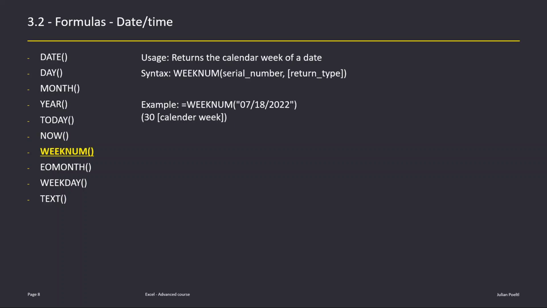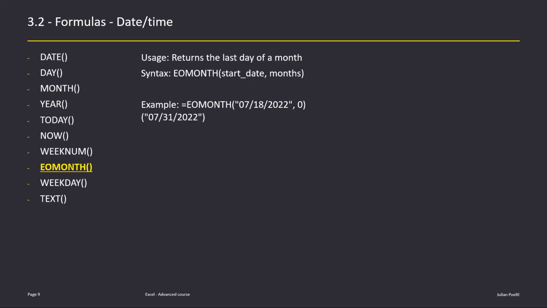WEEKNUM will return the calendar week of a date. So if you give it a date or a reference to a cell that contains a date, with return type you can fine-tune it. It will hand out the week number, sometimes used in the corporate context, but nobody can tell which week number it is, except if you work there and deal with week numbers on a daily basis.